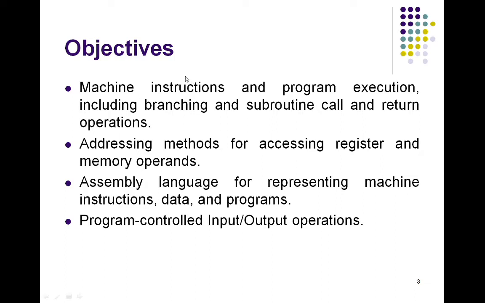The first one is machine instructions and program execution, including branching and subroutine call, and also the return operations. The second objective is addressing methods for accessing the register and memory operands. The third objective is assembly language for representing the machine instructions, data, and programs. The last objective is program controlled input output operations. I'll discuss these objectives in detail in the later concepts.